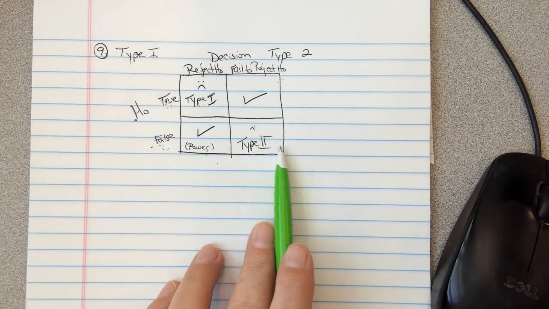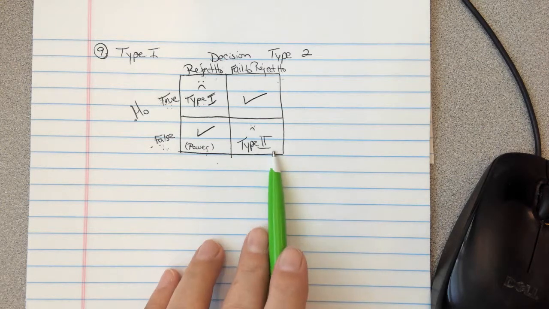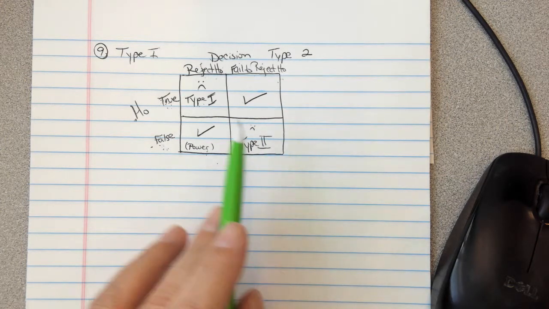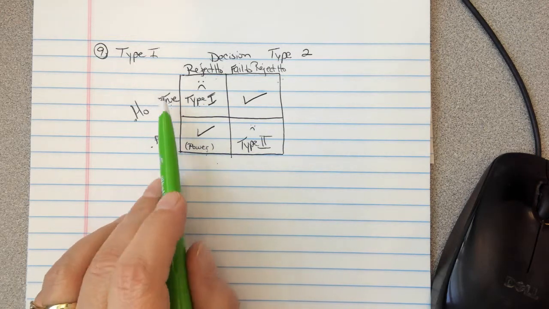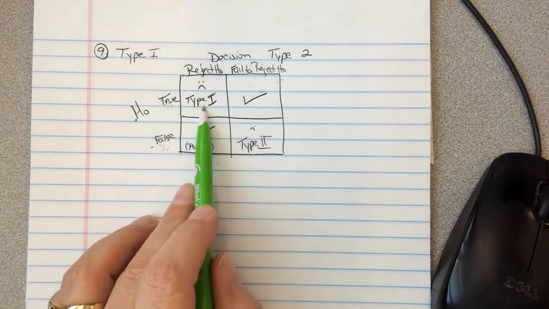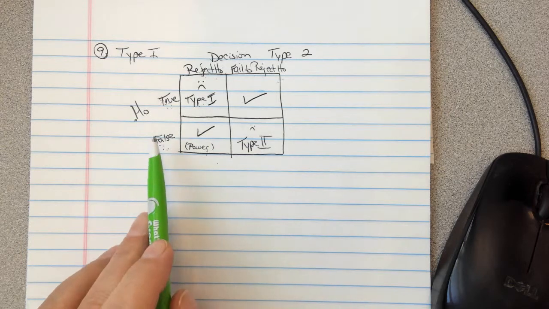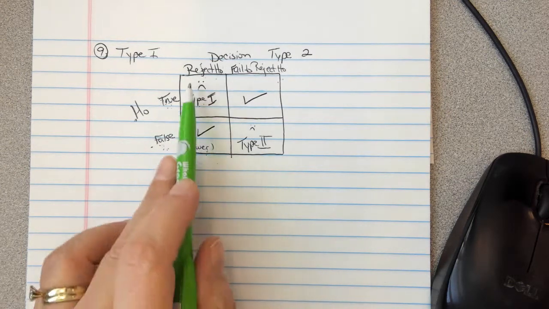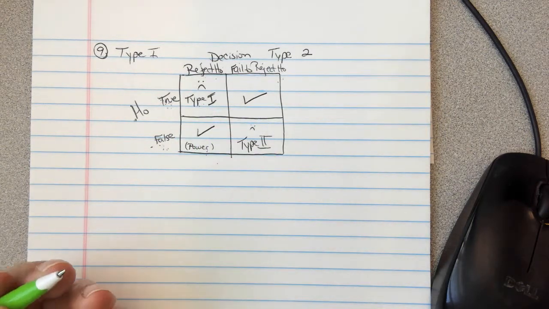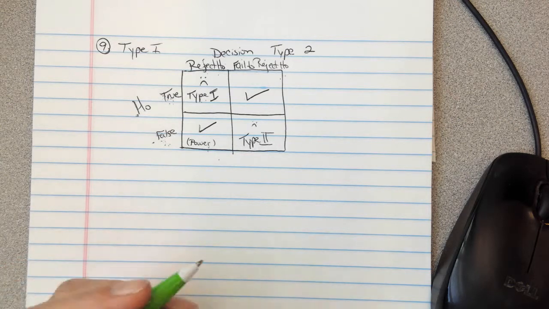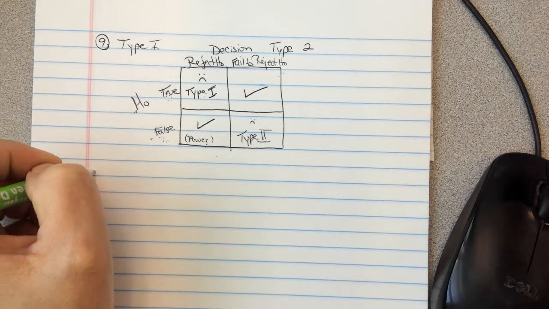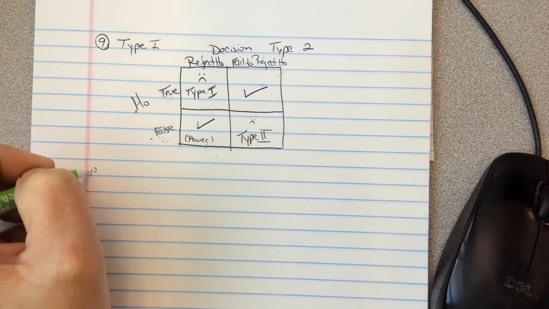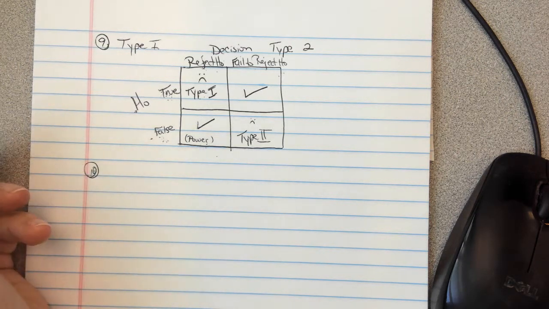So in the medical field, sometimes we think the type 2 error is worse. In the judicial system, we think type 1 is worse because we think that sending an innocent person to jail is worse than setting a guilty person free. So which one is worse kind of depends on the scenario that you have going on.